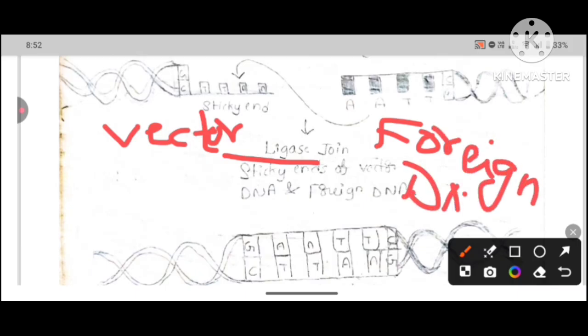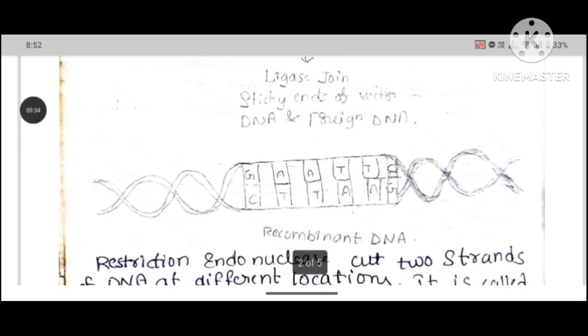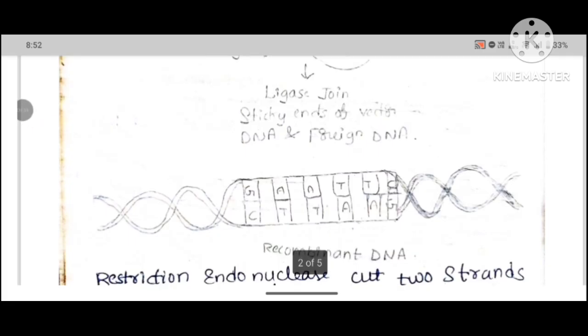Foreign DNA and this is the vector DNA. So the sticky ends of both foreign and vector DNA will be joined or ligated by the enzyme ligase. So this is how we obtain recombinant DNA. Some part of the DNA is from the vector and some part will be the foreign DNA, which gives a recombinant DNA molecule.